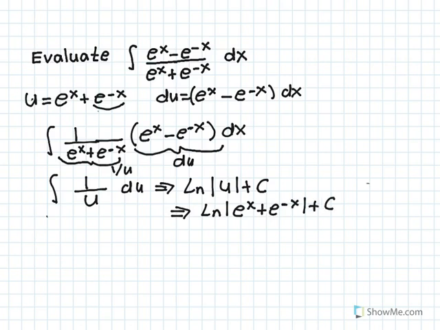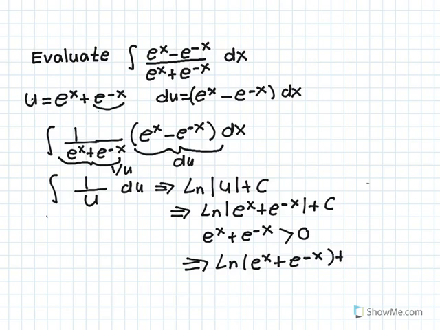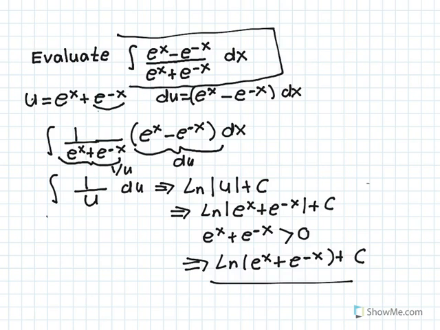plus c. Now, we don't really need the absolute value because e to the x is always a positive number, and so is e to the minus x. So you're adding two positive things. It's always going to be positive. So e to the x plus e to the minus x is always larger than 0. So we'll drop the absolute value, and we get ln of e to the x plus e to the minus x plus c. This is the answer for solving this integral.